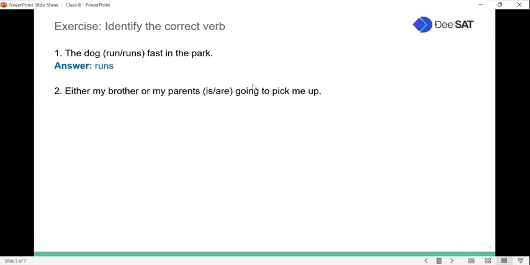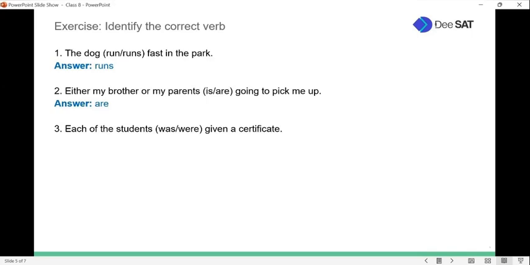Either my brother or my parents. Now, when you're saying either or, the conjunction here is or, which means which rule has to take place? The rule where the closer subject decides the right form of verb. So either my brother or my parents. Now, parents is the closer subject. Thus, parents are going to pick me up.